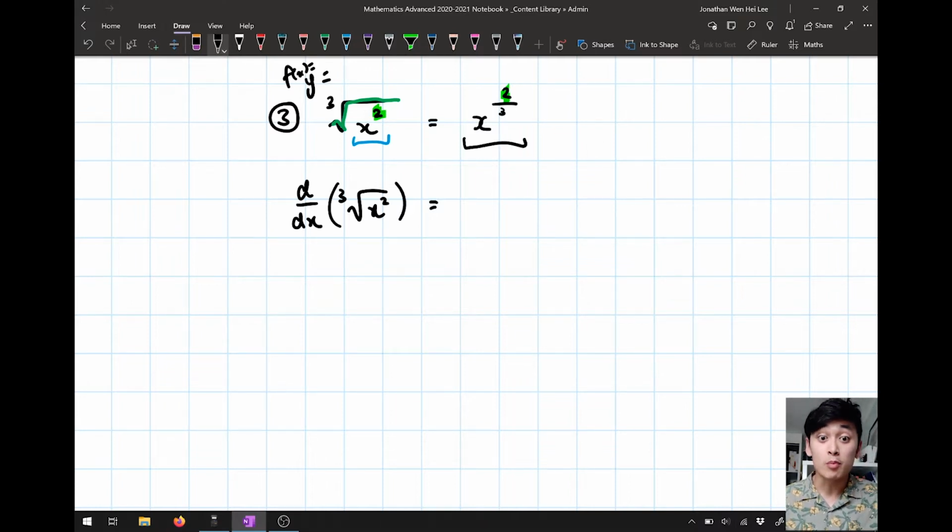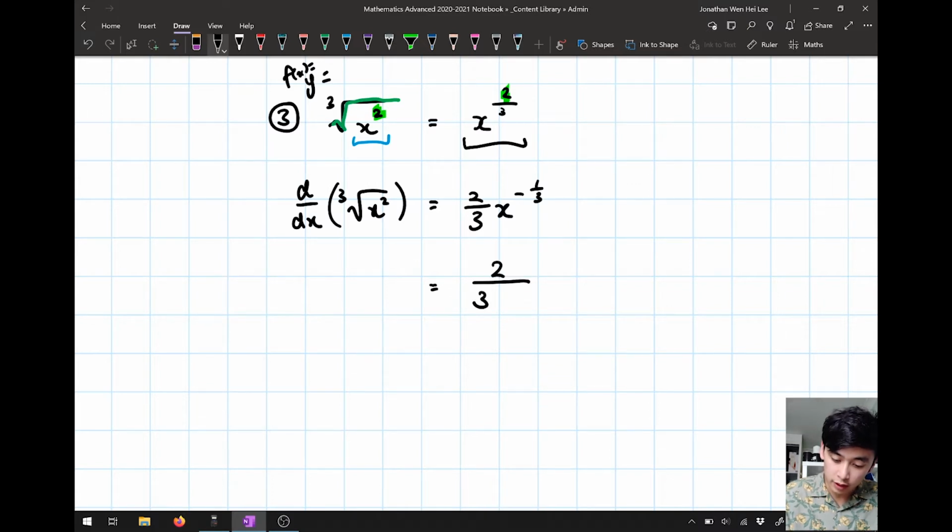Okay, as I said, we bring down the power. We bring down that 2 over 3. So this just becomes 2 over 3 x, and I subtract 1 from that power. I do 2 over 3 minus 1. That just gives me negative 1 over 3. Now if I wrote this without the negative or the fractional index, this just becomes 2 over 3 cube root of x.